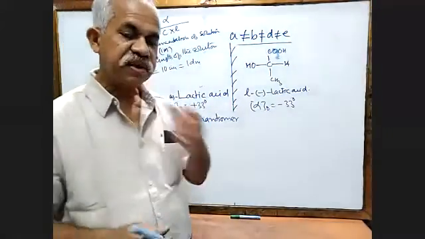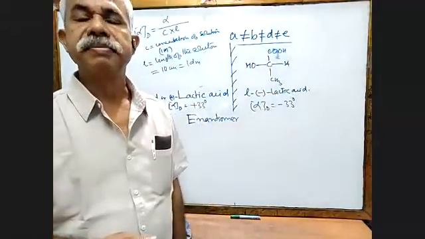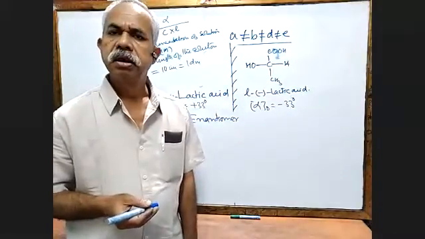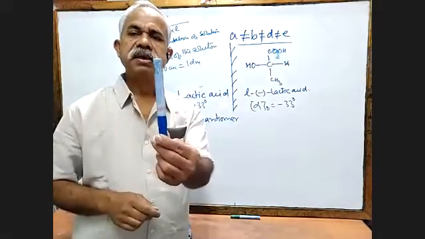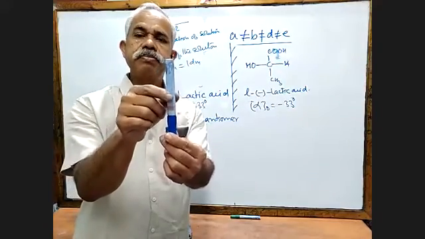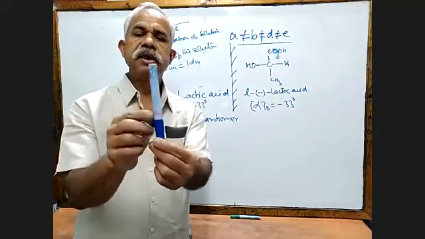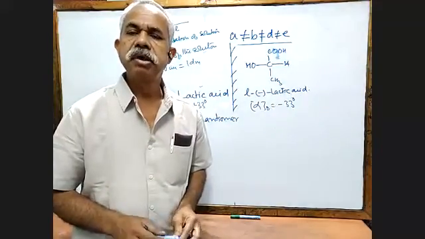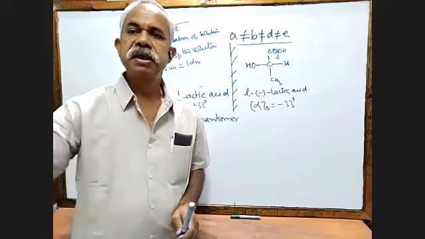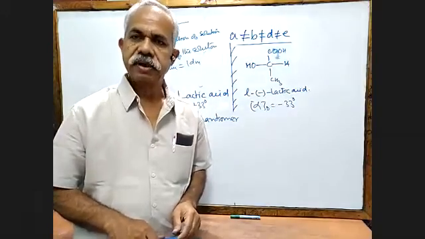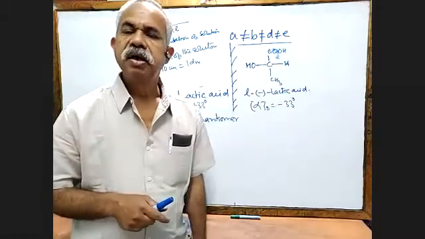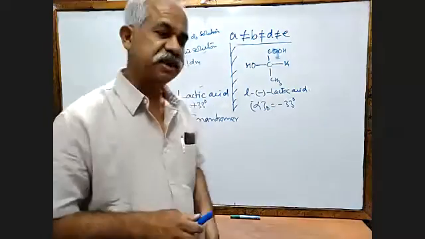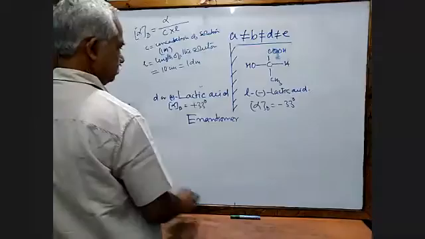But if I mix both of them in the same amount, what is going to happen? Will there be any rotation in the solution? This is the path of the light. Dextrolactic acid pushes to the right hand side. Levolactic acid will push to the left hand side. So when you put both of them in the same amount, the light will pass undeviated. That mixture is known as racemic mixture. Racemic.